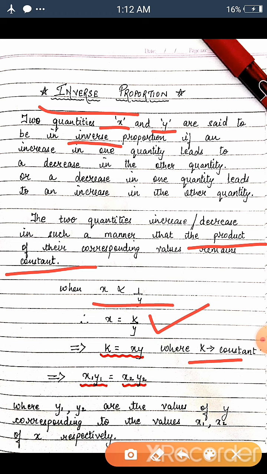So for as many values of x, like x1, x2, x3 and so on, and as many values of y, like y1, y2, y3 and so on, their products will always remain the same. That means x1y1 will be equal to x2y2 will be equal to x3y3 and so on. So the formula for inverse proportion is x1y1 equals x2y2.